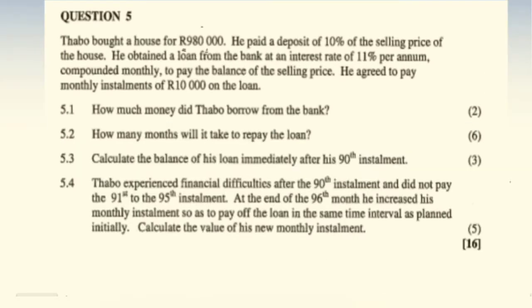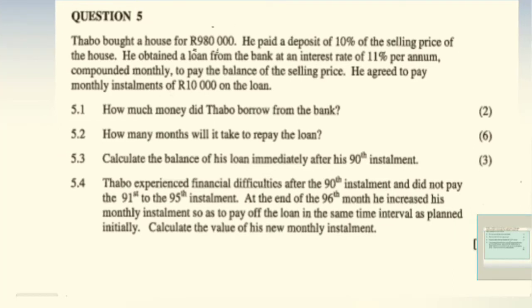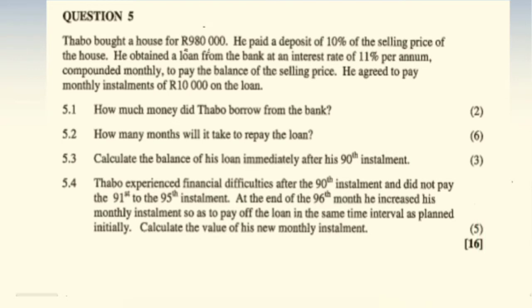Okay, look at here, 5.2. 5.2 is: how many months will it take to repay the loan? You have to calculate the total number of months. How many months will it take to repay the loan? He agreed to pay 10,000. That is, every month he has to pay 10,000.